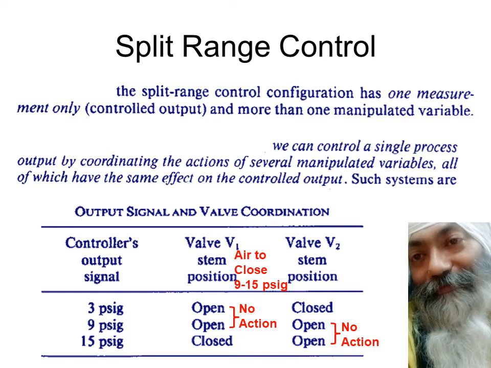Now, the last thing which we observe from this table, my dear friends, is something about valve V2, that this valve V2 is air to open. You can see its range is 3 to 9 psi. At 3 it is 100% closed, and as the pressure increases from 3 to 4 to 5 to 6, it becomes half closed, half open, and at 9 it is fully open. It's air to open, but its range is now 3 to 9 psi.